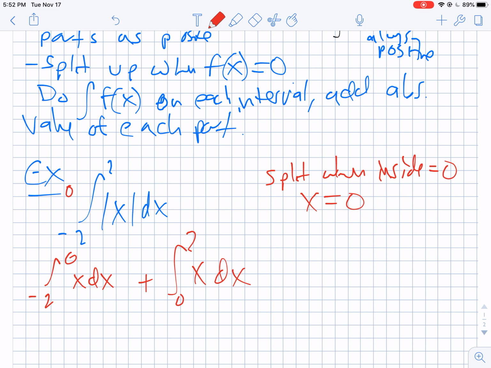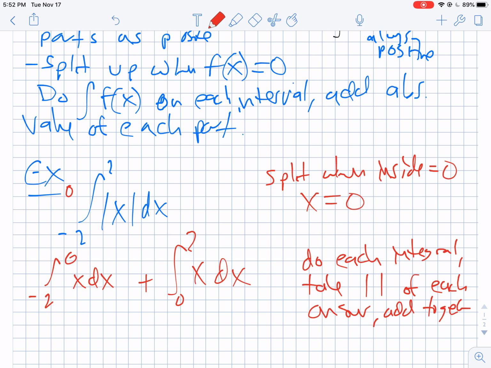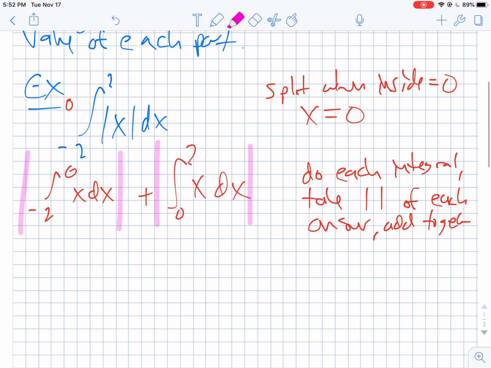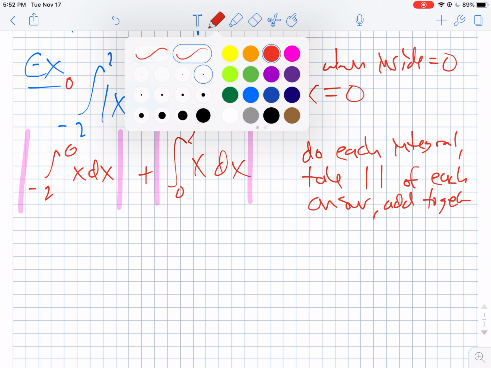Now I'm going to do each integral, and then I'll take the absolute value of each answer and then add those together. So in a sense, what I'm doing is saying, I'm going to do this from -2 to 0, take the absolute value of the answer, take the absolute value of the answer from 0 to 2, and then add those. Now let's do each of these separately.